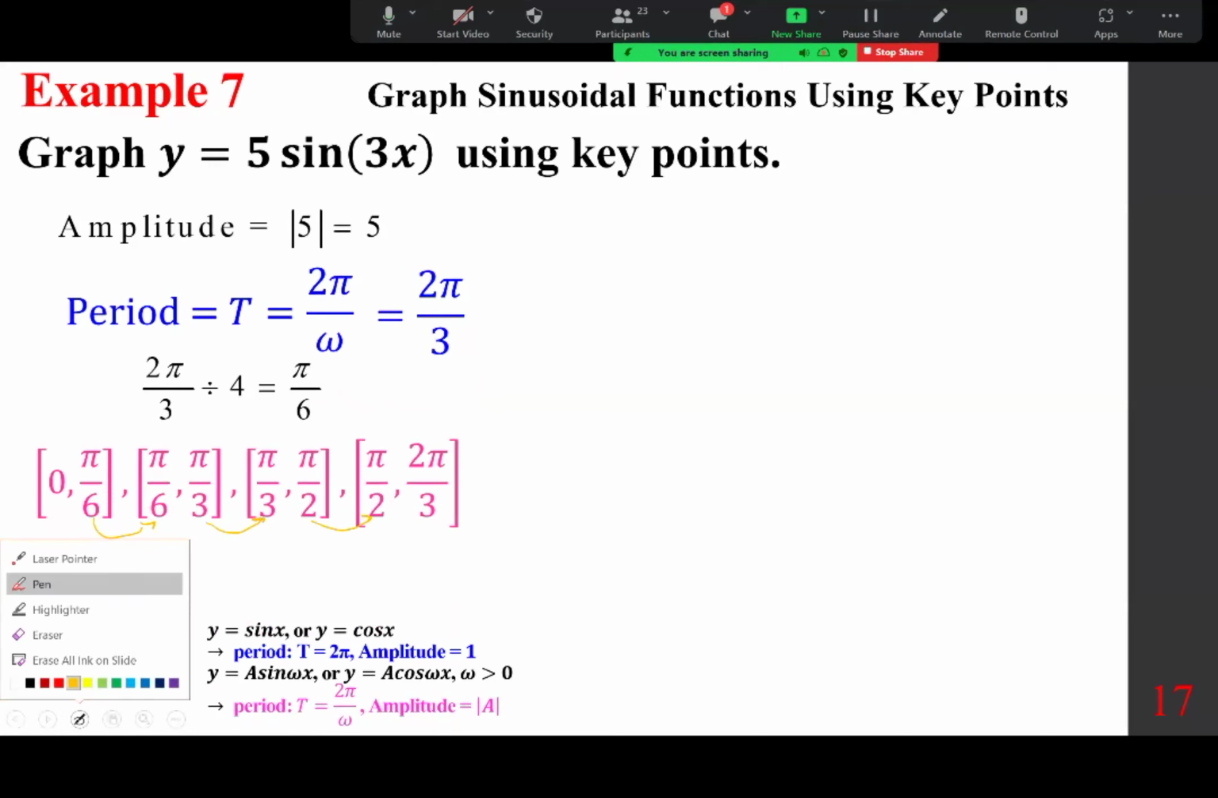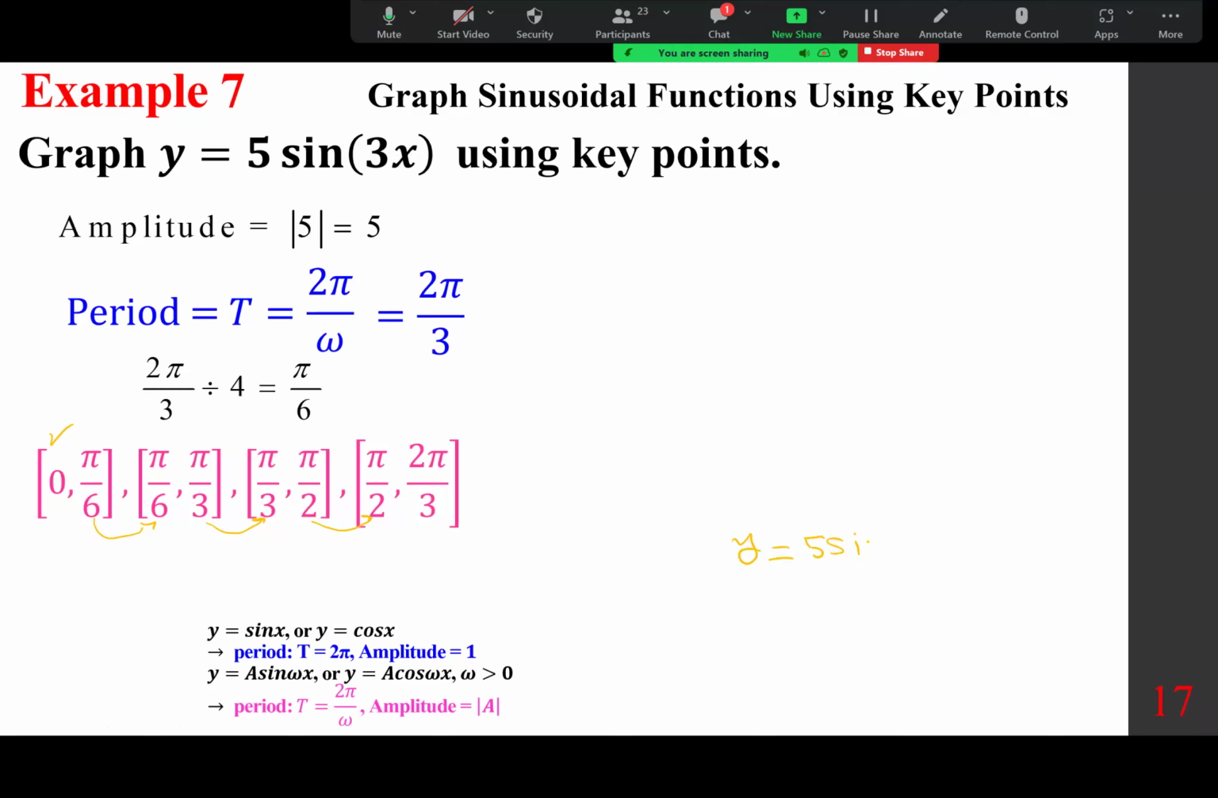These two must be the same. And now, maybe a couple of them I'll show you. So I'm going to go with 0. If I plug in 0 here, y equals 5 sine of 3 times 0, which is 0. Sine of 0 is 0. I get 0. I'm going to go with pi over 6. So y equals 5 sine 3 times pi over 6.